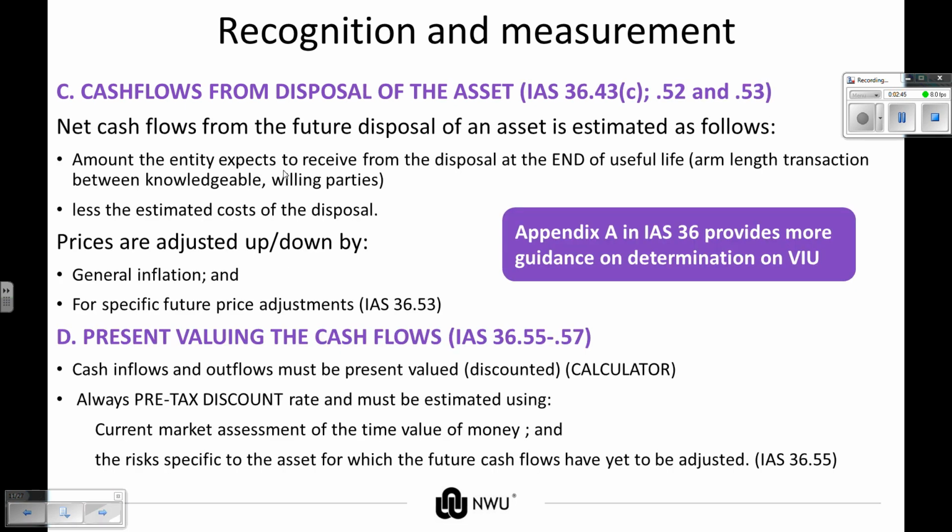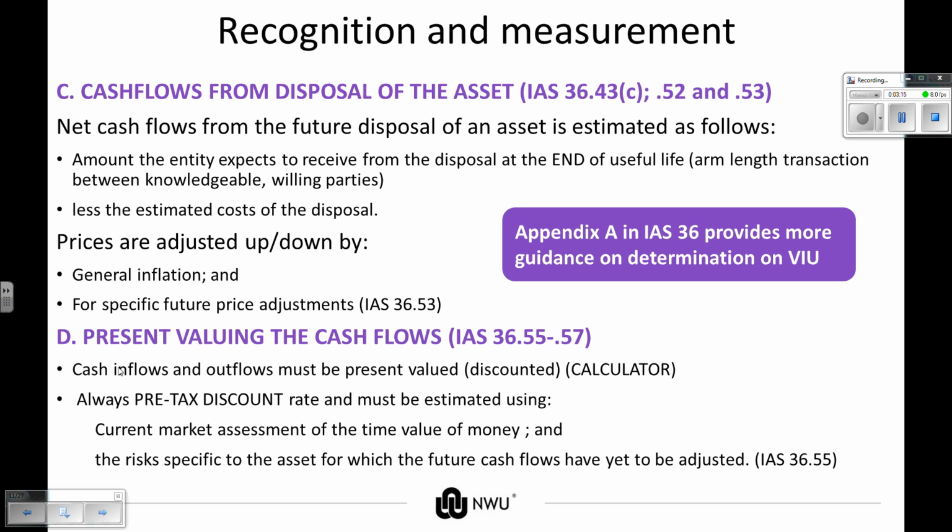Then if we look at cash flows from the disposal of the asset, that will also be included in my value in use. It will be the net cash flows from the future disposal. It will be the amount that I expect to receive at the end, less the estimated cost of the disposal. So most of the time we will give you these amounts. The prices can be adjusted up or down by general inflation or specific future price adjustments.